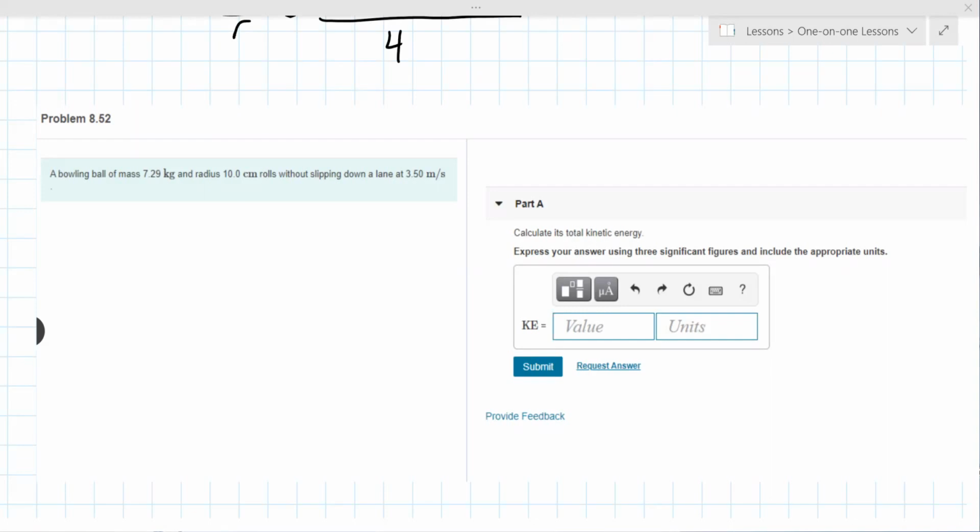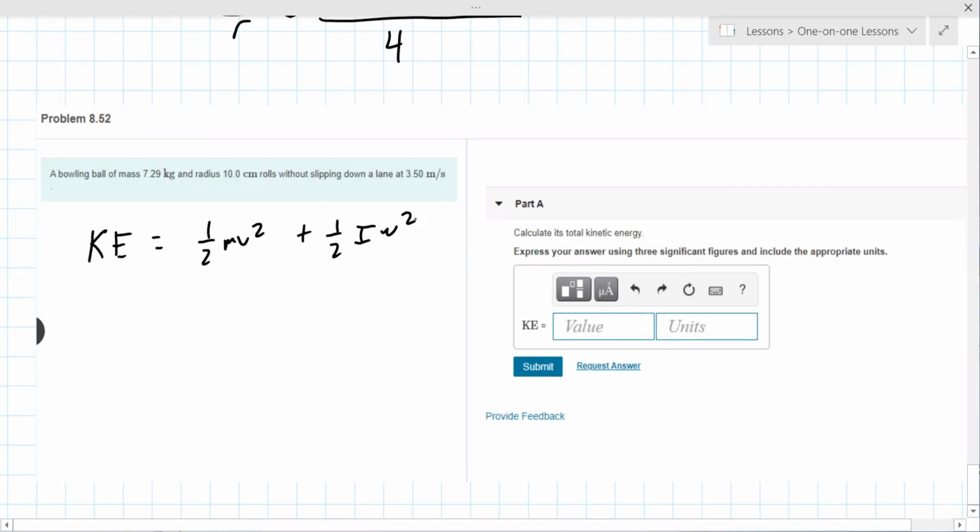All right, let's see what we got here. So the kinetic energy is, I don't like this form, so the kinetic energy is 1/2 mv squared plus 1/2 I w squared. And the mass is given, the velocity is given, I is not given. Okay, but W is equal to V over R, which makes this a lot better. So it's 1/2 mv squared plus 1/2 I v over R squared.